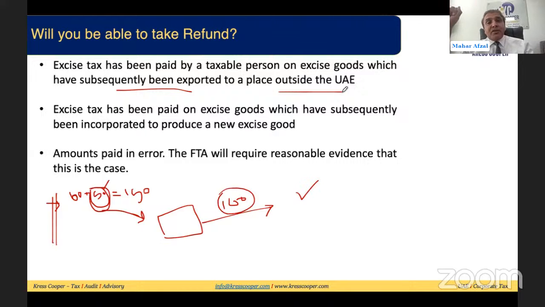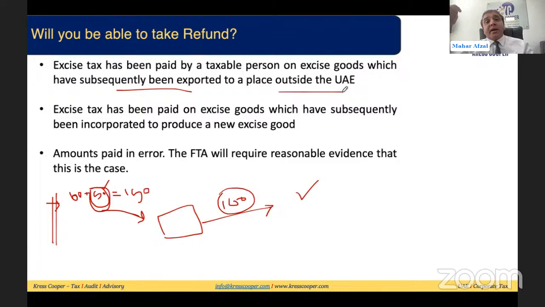And the third possibility is an error in the return. As I mentioned, the excise duty in your return is populated automatically from the declarations. Once it is automatically populated, there is a possibility of an error. If there is an error, you need to speak to the FTA and request the refund.